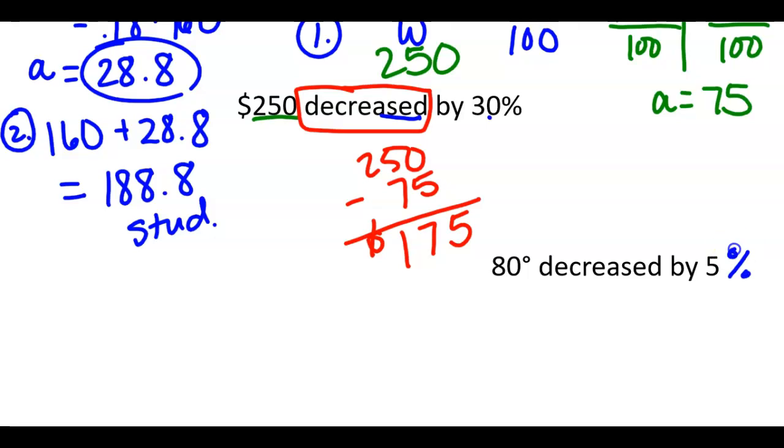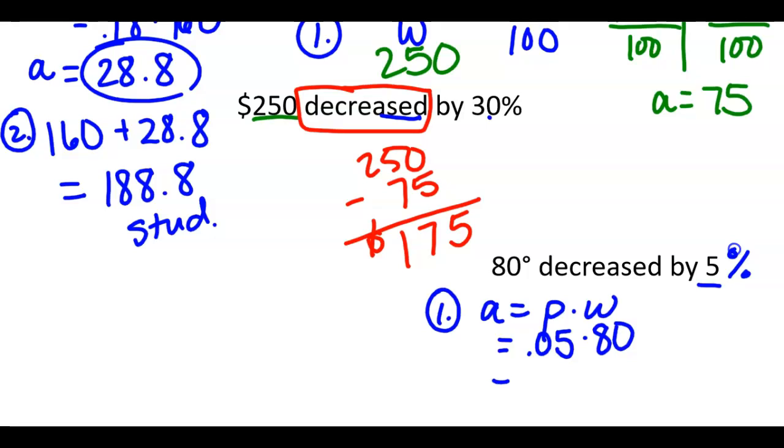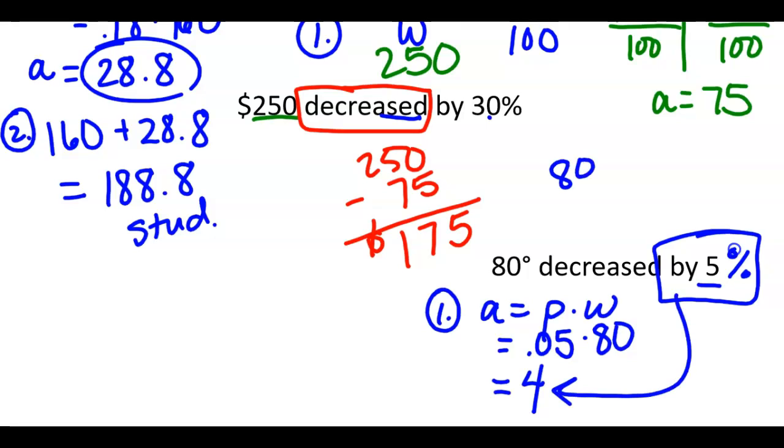Okay, 80 degrees decreased by 5%. Well, step one, let's find how much 5% is. So A equals P times W. My percent is 0.05. Careful there, right? For 5% times 80 degrees. Type that into your calculator quick. I get 4. Okay, so if the temperature decreased by 4, that 5% is really 4 degrees. Well, that means the new temperature is 76 degrees.